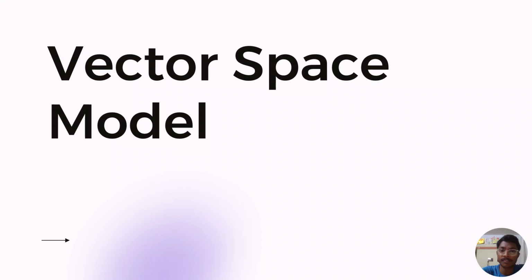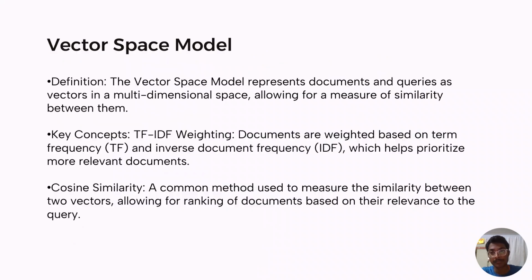And we also have the vector space model, so let's have a look at this model. The vector space model represents documents and queries as vectors in multi-dimensional space, allowing for a measure of similarity between them. Vectors are something like a three-dimensional object, which consists of nodes or vertices, where you can map out each and every node or vertex on your own mathematical graph or view.